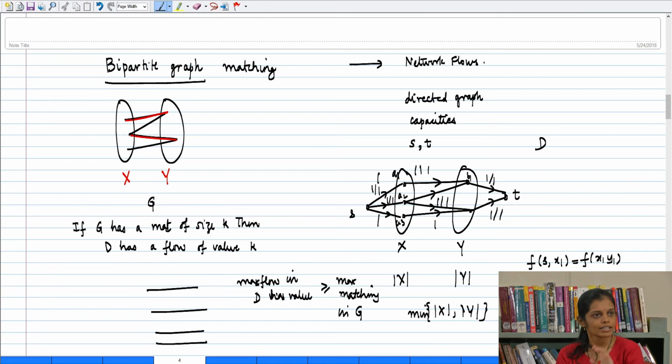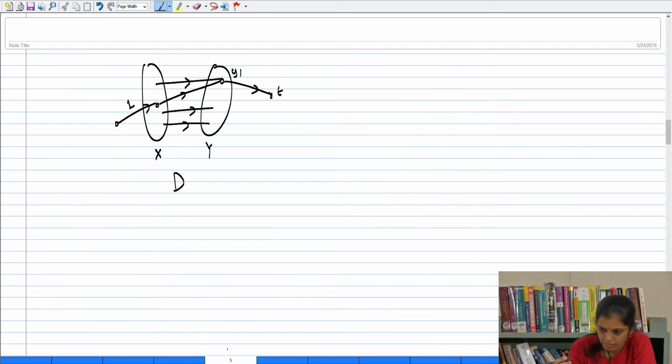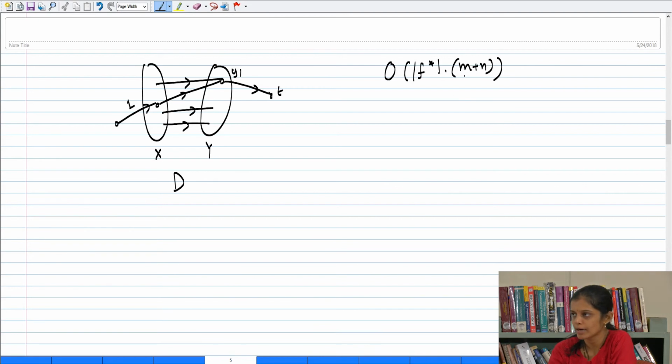So let us analyze the running time of our Ford-Fulkerson method on this modified flow network, right? And we have already done much of the analysis so that we can just plug in values now. So we said that the Ford-Fulkerson method runs in time value of f star times m plus n, where m is the number of edges in the flow network, n is the number of vertices in the flow network, and we should relate all of these back to the bipartite graph.